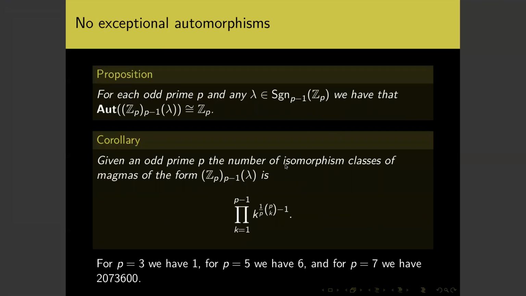Actually, in a particular case of the magmas of the form Z_p, p-1, lambda, or in other words, the (p-1)-ary rock, paper, scissors magmas on Z_p, you can actually show that there are only the standard automorphisms. And from this, actually count the number of isomorphism classes of these. So in the case of, for example, Z_7, 6, lambda, there are actually 2,073,600 different choices up to isomorphism.